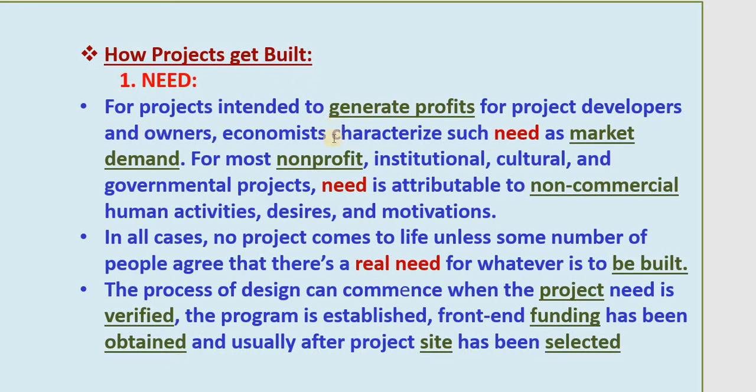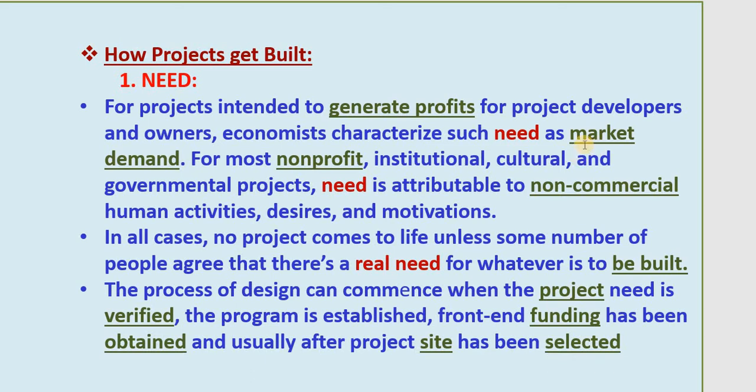How do projects get built? The first thing is you need to make sure about the need and demand. Need is what you must do for the purpose of the design. Demand is something more than that, something you cannot do. So basically you need to verify what is the need and what is the demand.